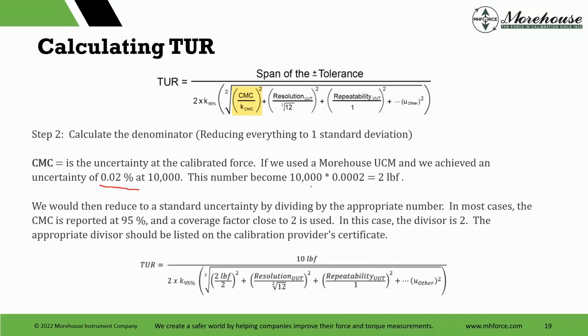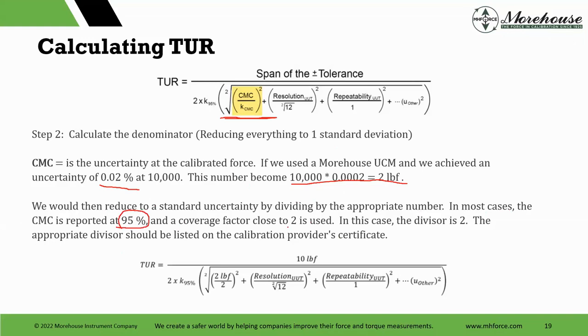And so if we use this, we say, hey, if I'm 0.02% at 10,000, what does this become? Well, it's 10,000 times 0.02%. So I'm checking off the CMC part here. We would then reduce to the standard uncertainty by dividing by the k factor, in most cases. A lot of people do this. I'm going to show a little bit more about it later.